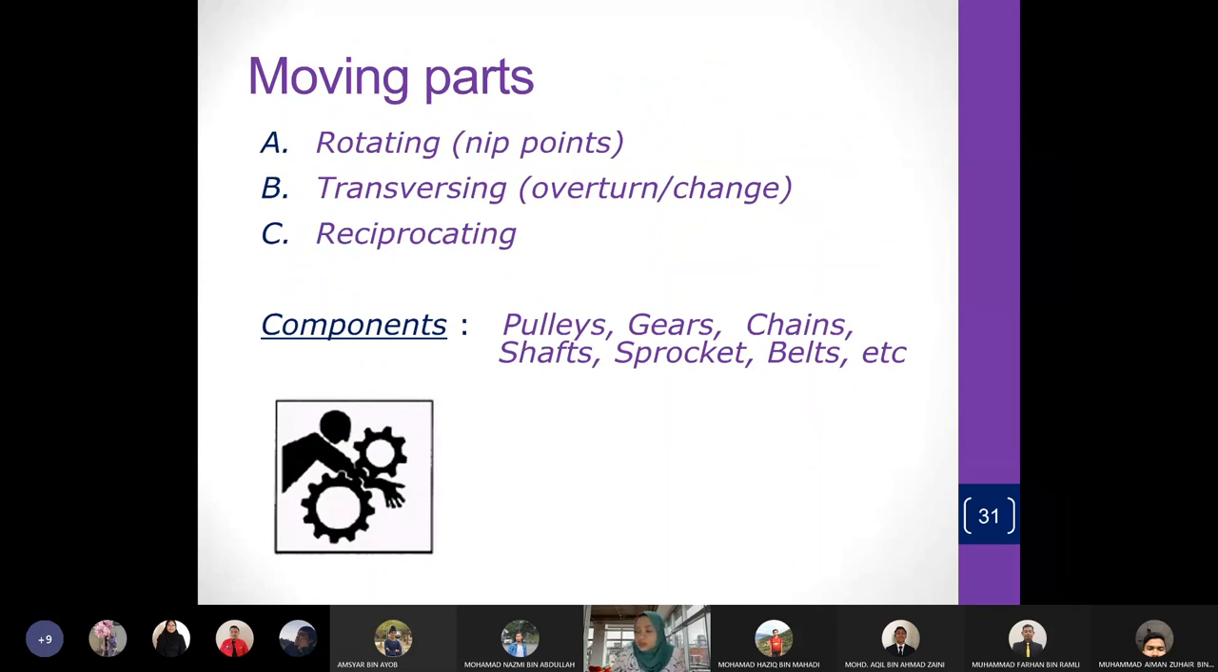So moving parts are dangerous too. They can be rotating, nip points, transversing, overturning, and reciprocating. Among the components in moving parts are pulleys, gears, chains, shafts, sprockets, belts, and so on.